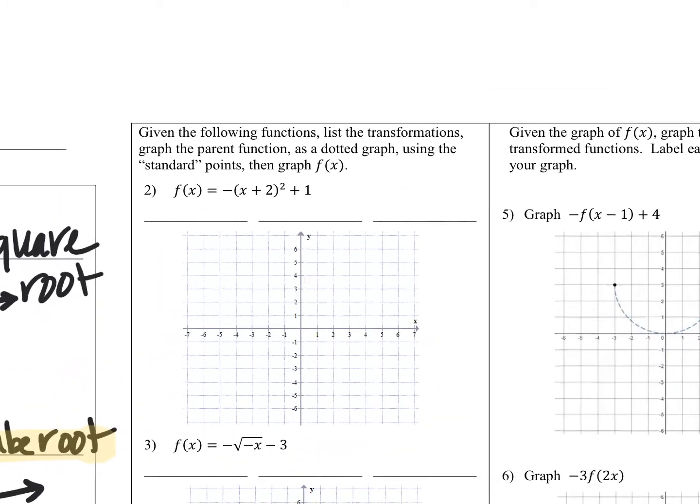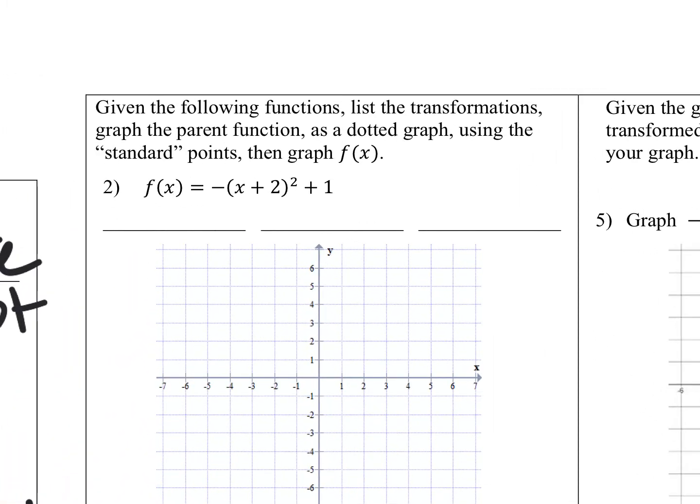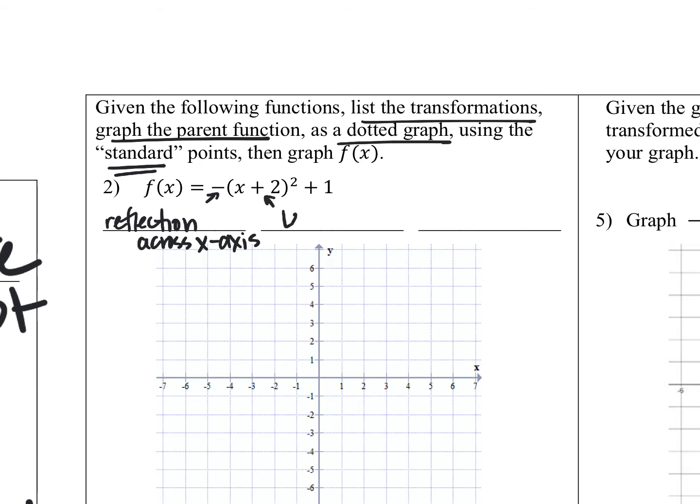Now let's transform them. So first listing the transformations, then we're going to graph the parent function as a dotted graph, then use kind of those standard points that we just plotted to make our new function. So first, negative will be a reflection. It's outside our function, so it's across the x-axis. We have the negative 2, that's moving us to the left 2 spaces horizontally, and then the plus 1 is moving us up 1. The parent function is x squared, so we're going to plot that dotted line.